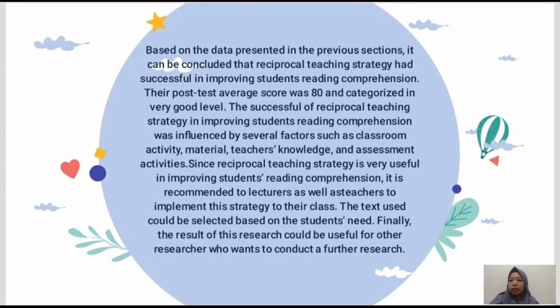Based on the data presented in the previous section, it can be concluded the reciprocal teaching strategy was successful in improving student reading comprehension. Their post-test average score was 80, categorized at a very good level. The success of the reciprocal teaching strategy in improving student reading comprehension was influenced by several factors such as classroom activity, material, teacher knowledge, and assessment activity.